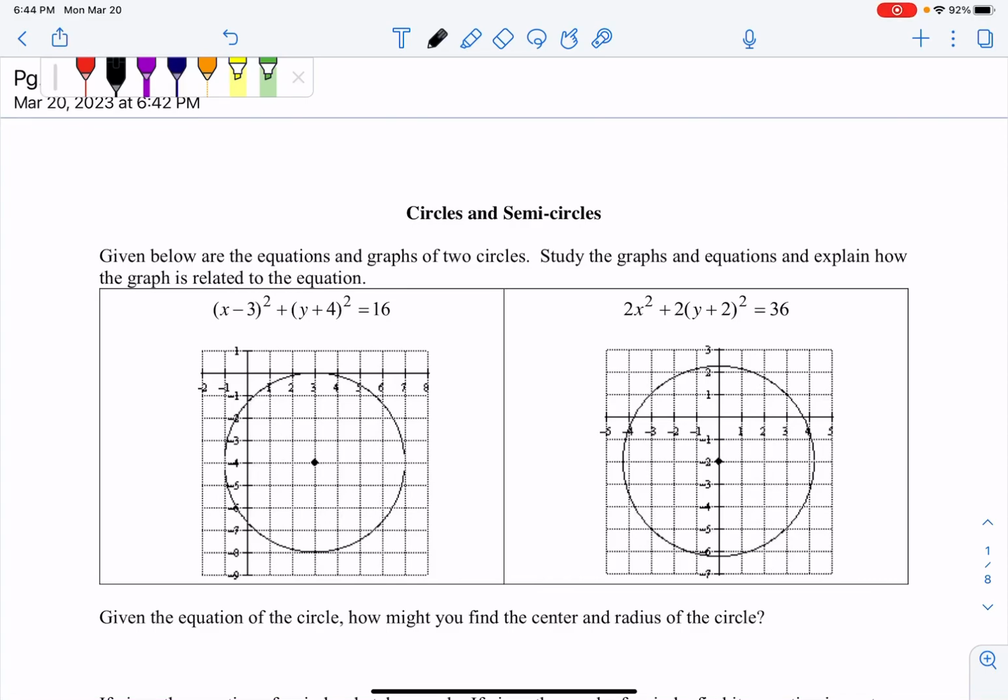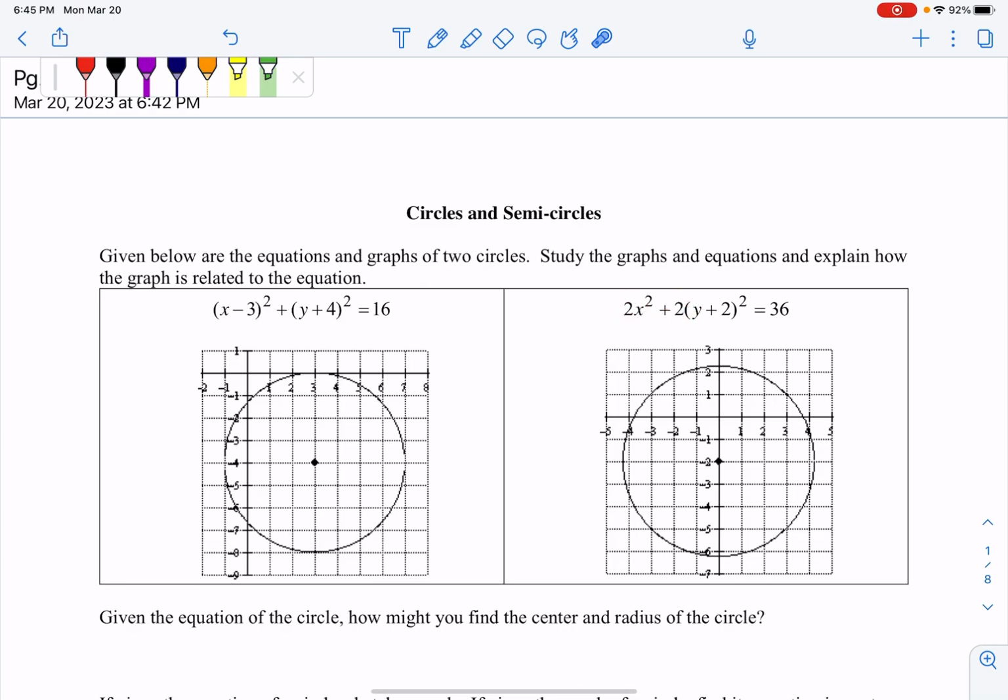Okay, we are going to continue looking at circles. And this example on the left is very similar to what we discussed yesterday. We have graphing form here, (x - h)^2 + (y - k)^2 = r^2. Over here, though, this looks a little bit different. It looks very close, but we now have a number in front.